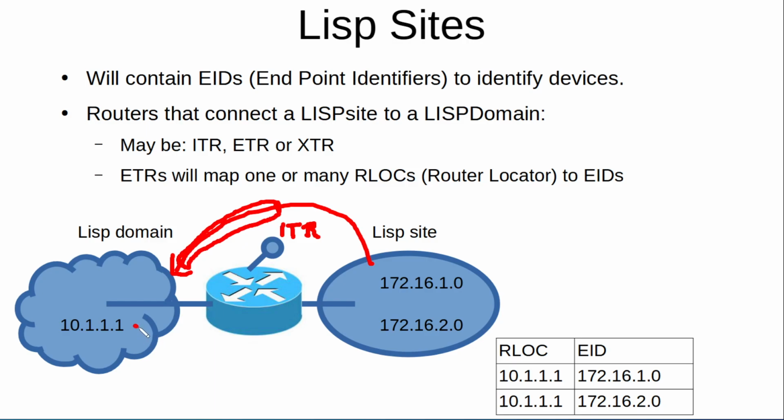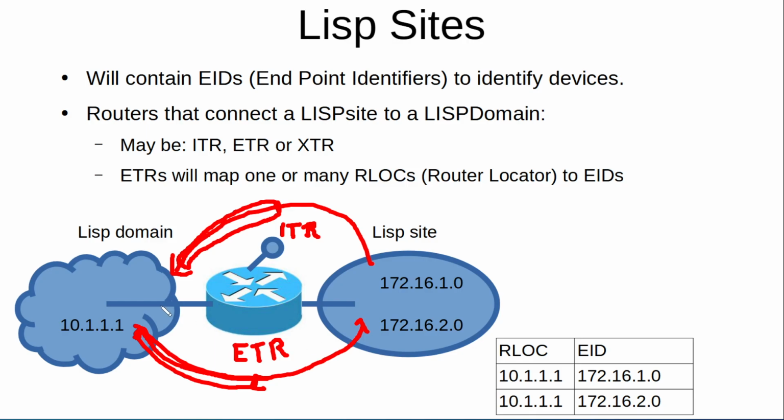Whereas the traffic that comes from the Lisp domain into the Lisp site will have to use a router that performs the functions of an ETR, or egress tunneling router. Notice that the traffic is coming out of the Lisp domain. That is why it is an egress tunneling router. And it is tunneling because it is receiving the tunnel, and it will have to de-encapsulate the traffic in order to deliver it normally into the Lisp site.